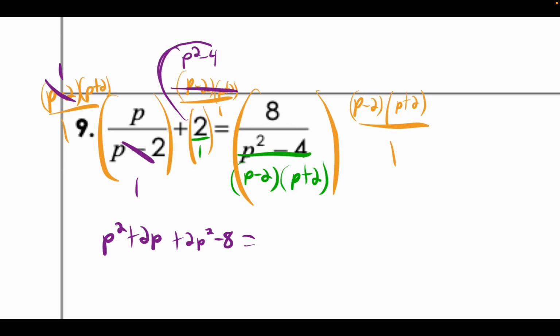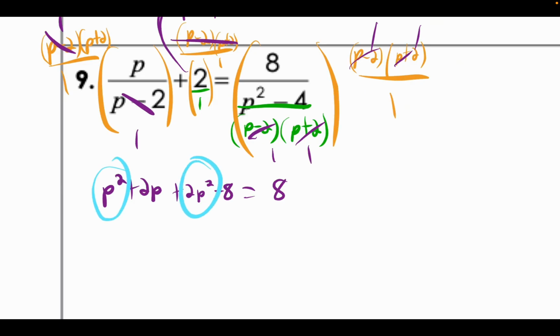The right-hand side of the equal sign, p minus 2's reduce and p plus 2's reduce. So the numerator is just 8, because 8 multiplies with 1 twice, which is just 1. Now I have a squared term and a p term, power of 1 with a variable. So I'm going to move everything toward my squared term and combine like terms. So p squared plus 2p squared is 3p squared. 2p combines with nothing. And negative 8 subtracting 8 more on each side gives me negative 16 equals 0.